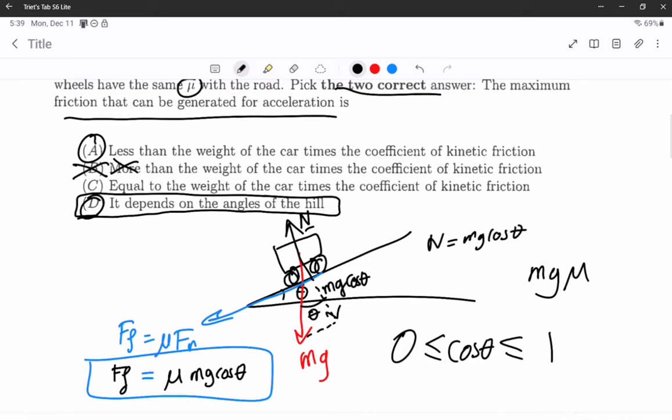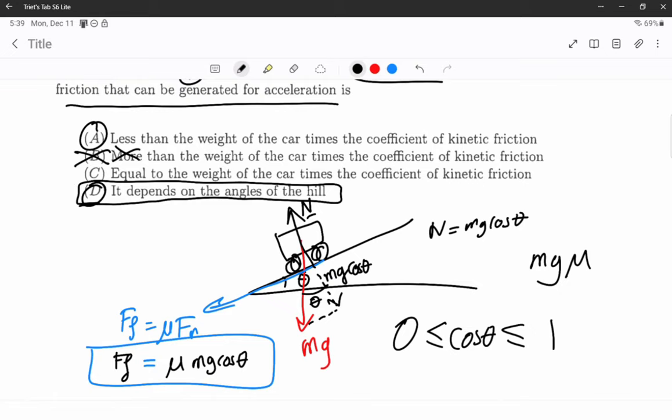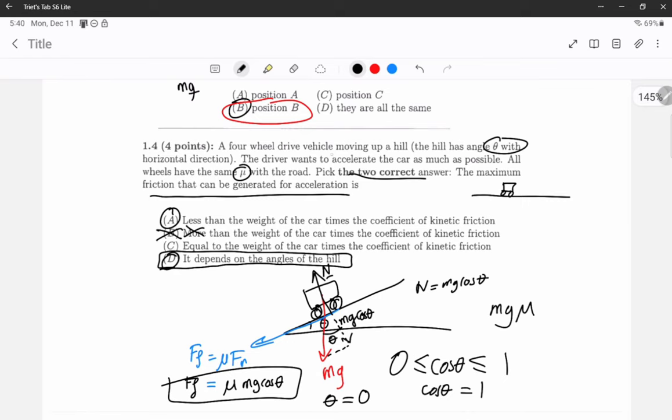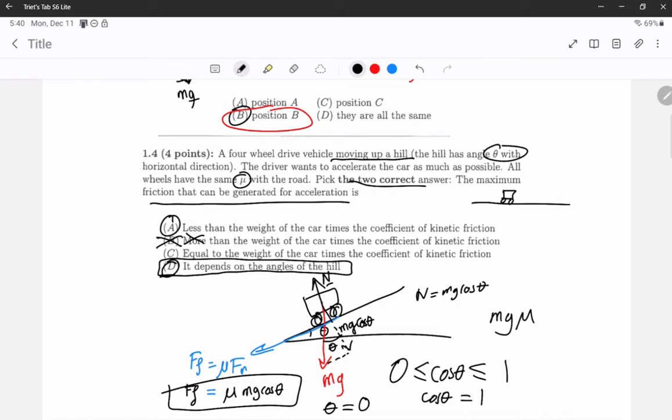So let's say C is correct. So it is equal to the weight. So you have cosine theta is going to be, sorry, 1, right? It's equal to. So if you want to cross this out, the cosine has to be equal to 1 in order to cross the cosine theta out. Then you're going to have theta equal to 0, right? Cosine 0 is 1. If theta is 0, then it's not a hill anymore, it's going to be a flat surface. And in that case, it's going to defeat the purpose of the problem, which is going to be up a hill. And so for that reason, we choose A, so not C, and we choose A.